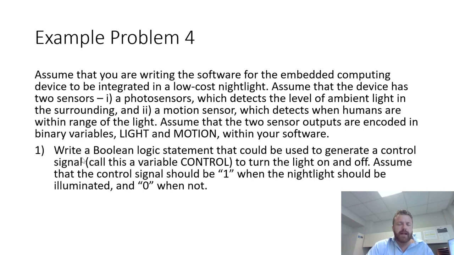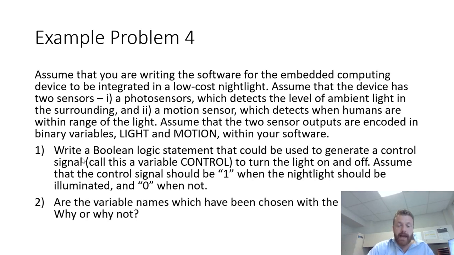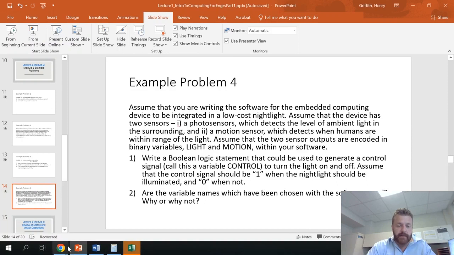So what we want to do is write a Boolean logic statement that can be used to generate a control signal. We'll call this variable control, to turn the light on and off. Let's assume that the control signal should be 1 when the night light should be illuminated and 0 when it's not. And then let's ask ourselves, are those names of the variables we picked, light, motion, and control, good variable names? And why or why not are they good variable names?